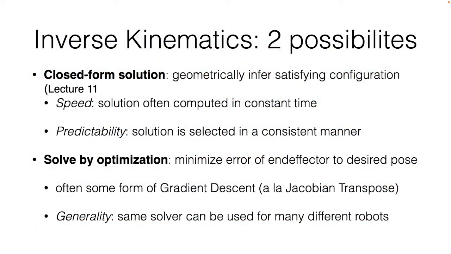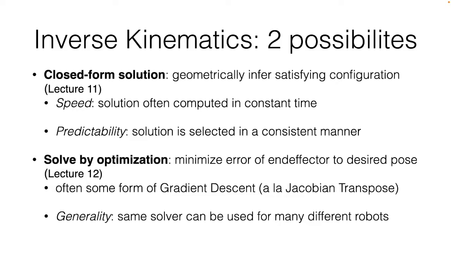For inverse kinematics, there are two possible approaches. In the last lecture, we talked about closed-form solutions, where the known geometry of the robot can be used to infer satisfying conditions for the inverse kinematics problems. We saw that the benefit of these closed-form solutions was that the computations would be very efficient, often in constant time, and in addition, these solutions would be very predictable, where you could typically guarantee that they would perform based on the geometry of the robot. The downside was that they would be brittle and only work with a specific robot structure.